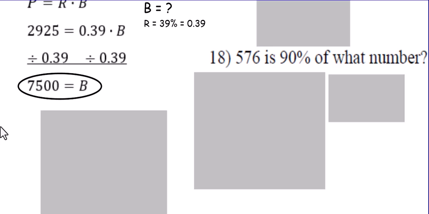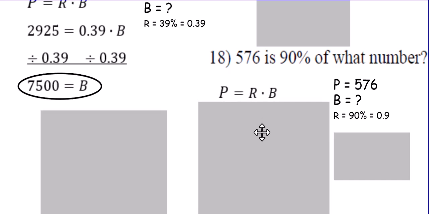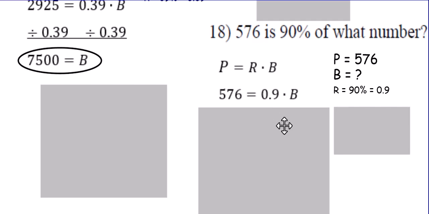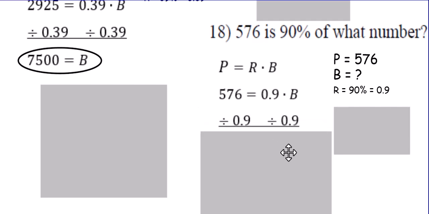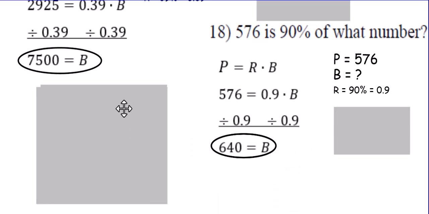576 is 90% of what number? So 576 is our part. 90% is the percent R. We will write it as a decimal though, which will be 0.9, and our base is our unknown. So when we have P equals R times B, that will be 576 equals 0.9 times B. The inverse of multiplying by 0.9 is to divide by 0.9. 576 divided by 0.9 will get us 640 for our solution. So 576 is 90% of 640.